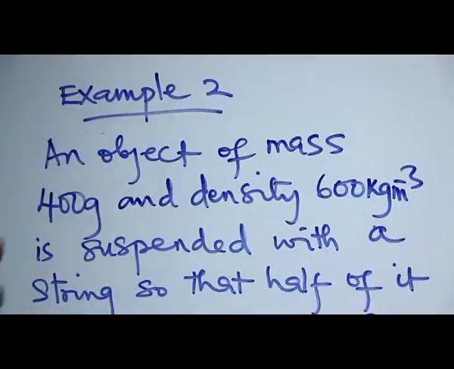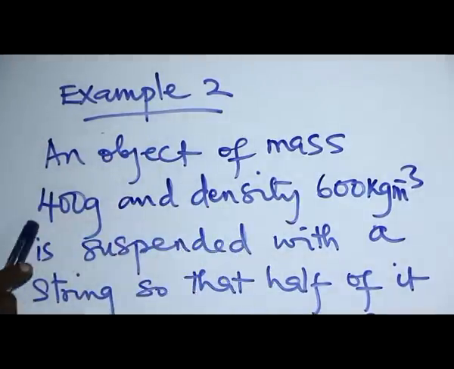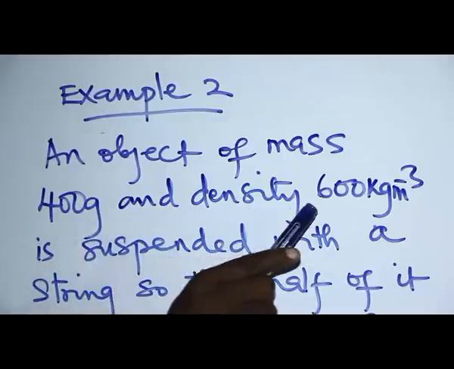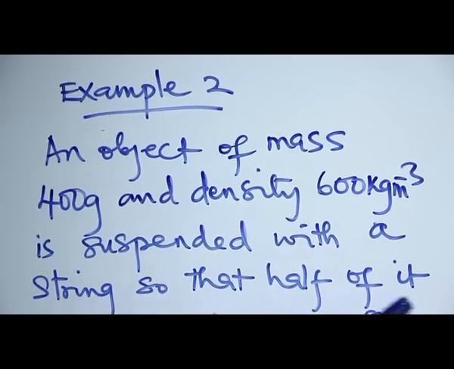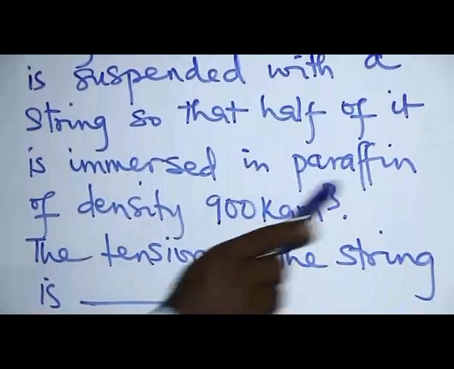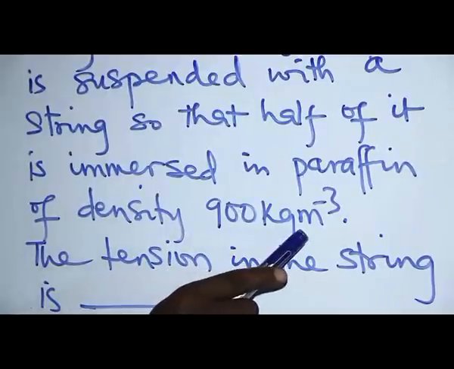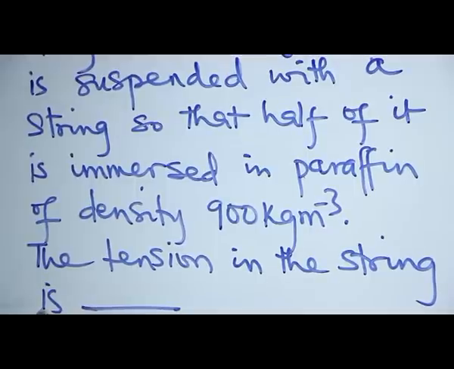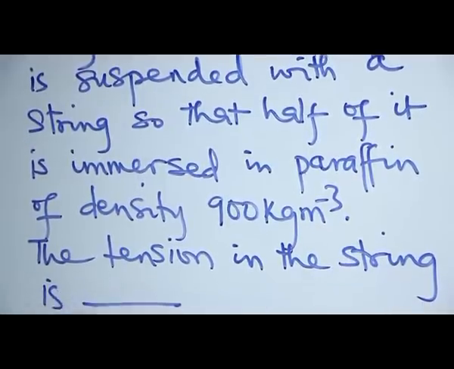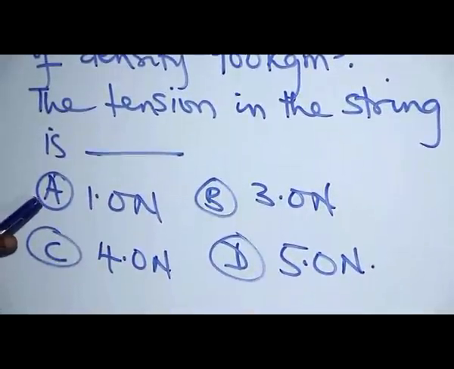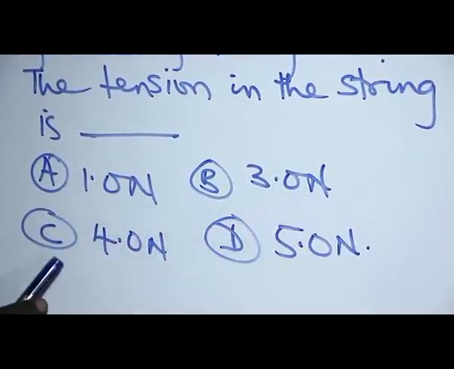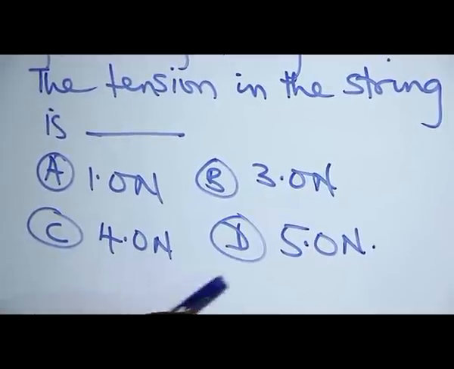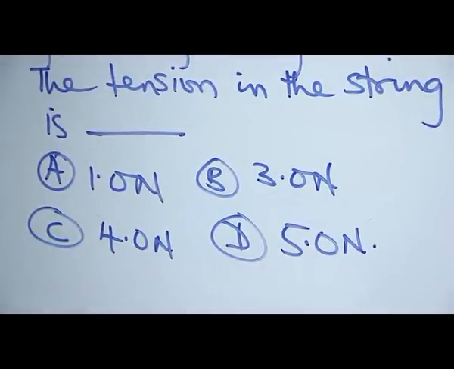Example 2. An object of mass 400 grams and density 600 kilogram per meter cube is suspended with a string so that half of it is immersed in paraffin of density 900 kilogram per meter cube. The tension in the string is dash. Option A, 1.0 Newton; B, 3.0 Newton; C, 4.0 Newton; D, 5.0 Newton.